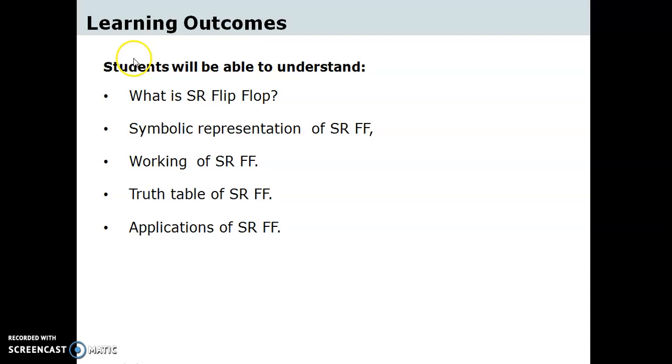Let us focus on the learning outcomes of this lecture. The students will be able to understand what is SR flip-flop, what is the symbolic representation for the SR flip-flop, the detailed working of the SR flip-flop, truth table of the SR flip-flop, and applications of the SR flip-flop.